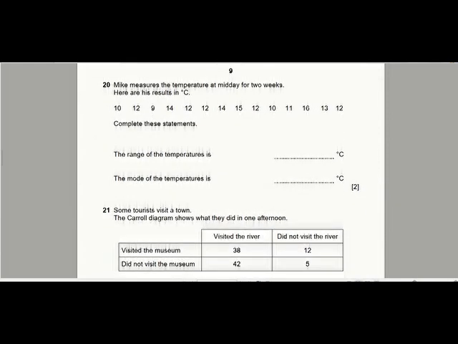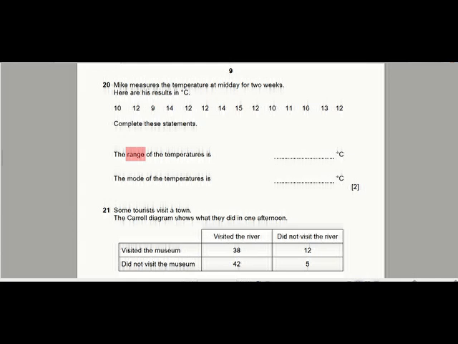Exercise 20. Mike measures the temperature at midday for 2 weeks. Here are his results in Celsius. Now, degrees Celsius. So it says we have this set of numbers, and now we have to complete these statements: the range and the mode. So we have to remember range, the highest minus the least. The greatest number minus the least.